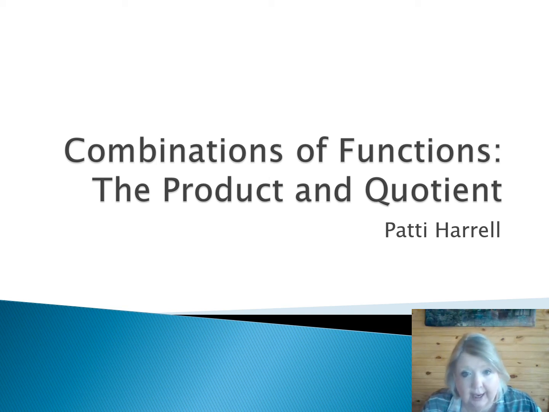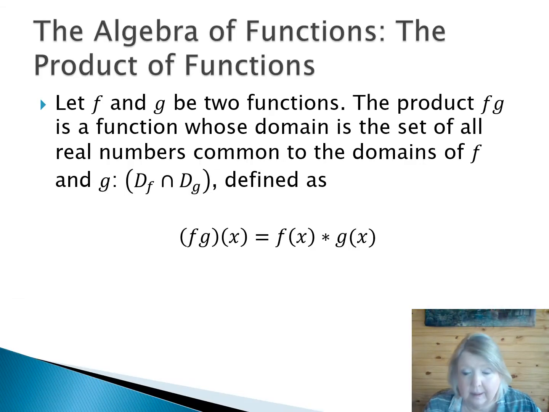Now we're ready to look at the product and quotient of two functions. Once again, I want to start by defining what exactly we mean by multiplication of functions. So let f and g be two functions. The product f times g is a function whose domain is the set of all real numbers common to the domains of f and g. Again, that's going to be the intersection of the two domains, defined as fg of x is f of x times g of x. In other words, I'm simply going to multiply the two functions together.